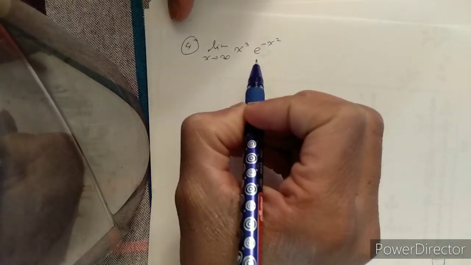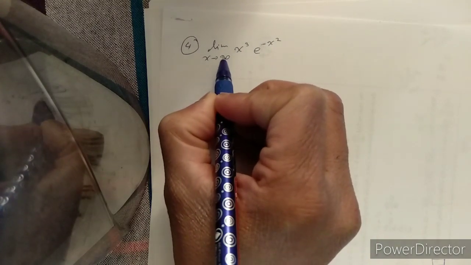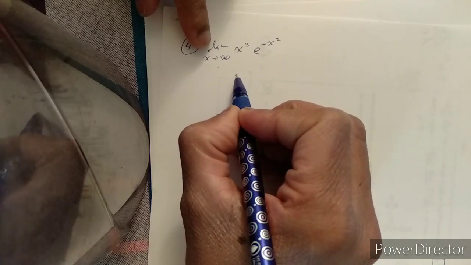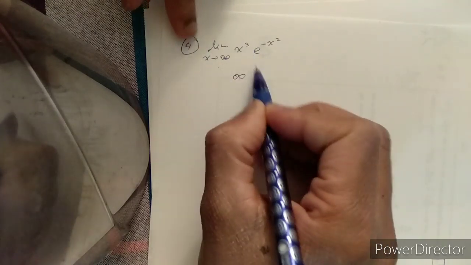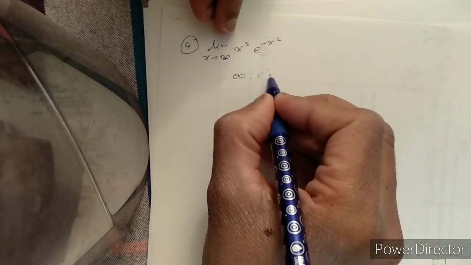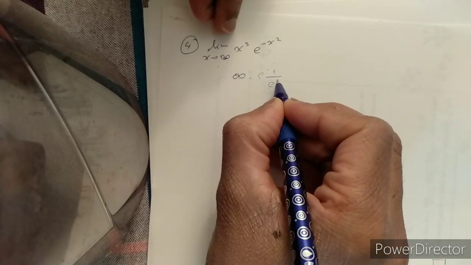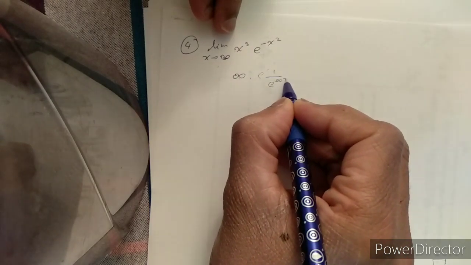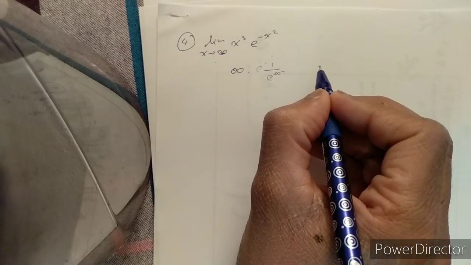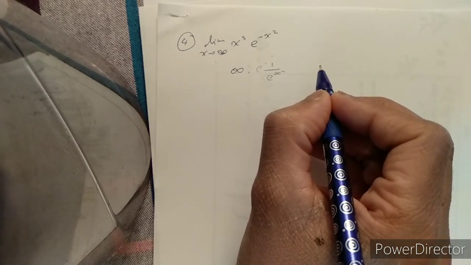Now here in this question, if we just try to come up with an answer by direct substitution, this term will be infinity cubed, which is again infinity, that represents a very large number, and here it will be e to the power negative infinity. In other words, this is 1 over e to the power infinity. This is actually infinity squared, but we can still rewrite it as infinity because infinity is just a representation for a very large number.